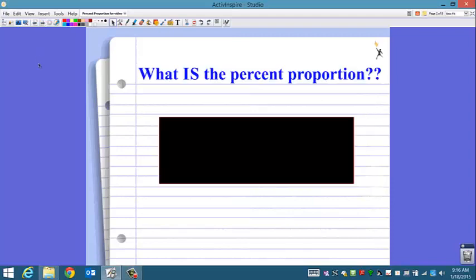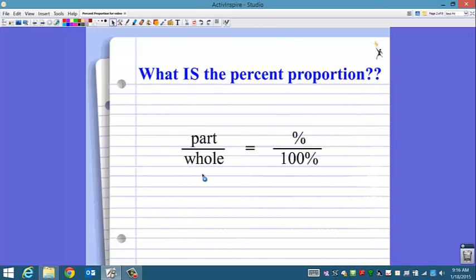As you will recall, a proportion is two equivalent ratios or two equivalent rates, and that's basically what the percent proportion is. The percent proportion is the part to whole equivalent to the percent amount out of 100%. All percents are a comparison to 100, so this 100% never changes. It will always be 100%. This is the whole amount. So our part to whole ratio is equivalent to some percent number, which is the part of the 100%.